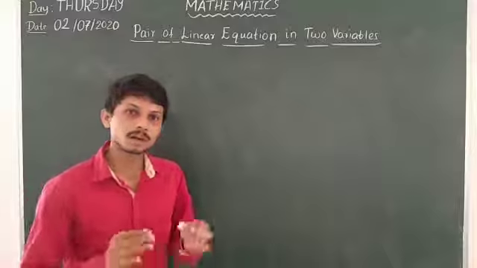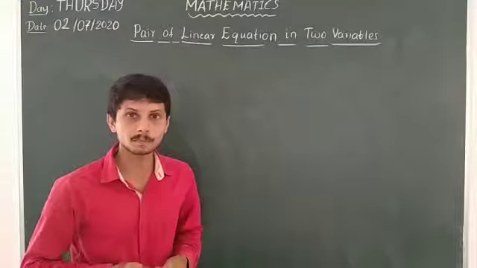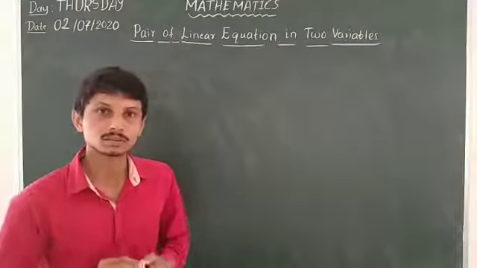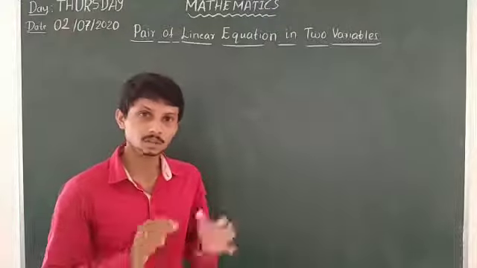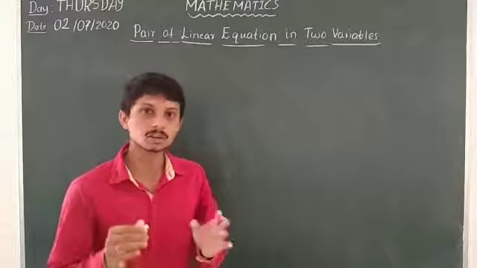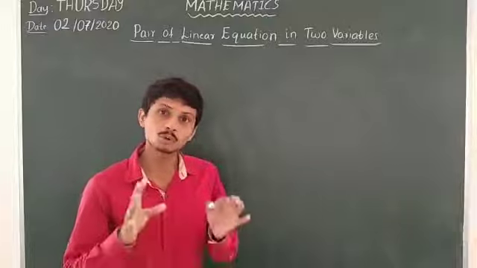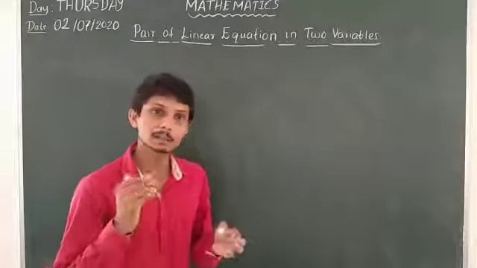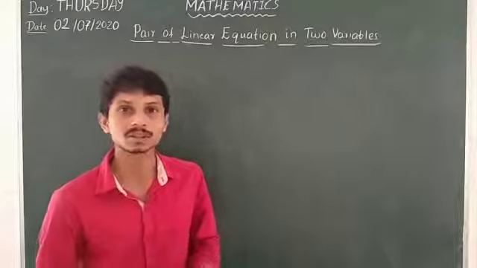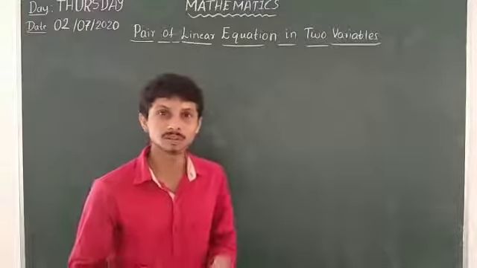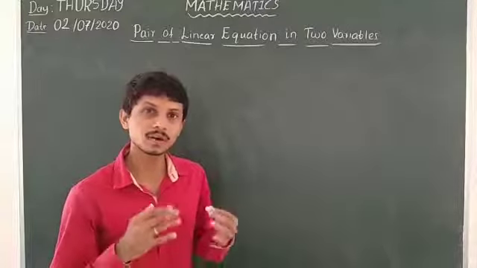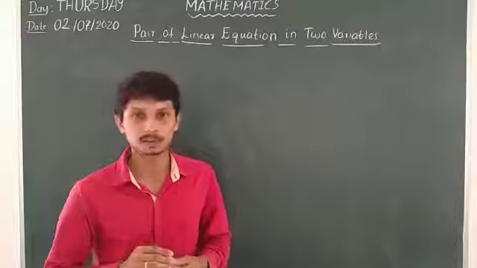Before going to the problem, I will confirm some of the representations. We are taking two linear equations in two variables. Here we have to solve for those variables by the method of geometrical representation, by the method of substitution, by the method of cross multiplication or elimination. There are many methods, and we keep on taking them in this chapter.